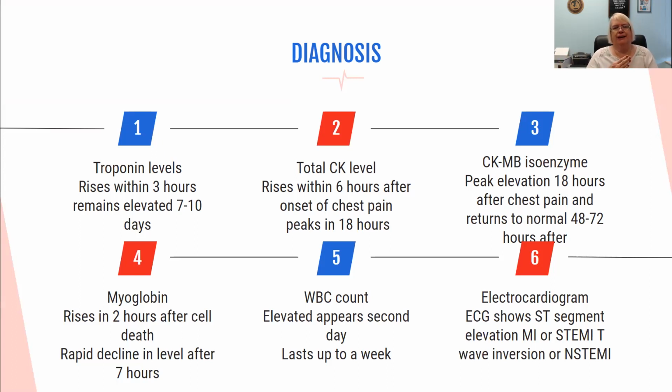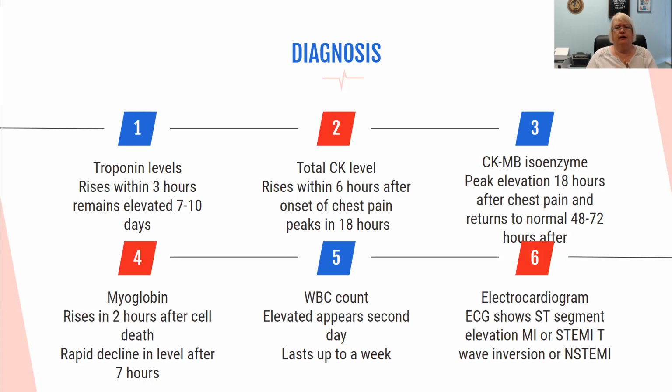The next thing they check is the total CK level. It rises within 6 hours after onset of chest pain and peaks in 18 hours. The CK-MB isoenzyme has a peak elevation in 18 hours after chest pain and returns to normal 48 to 72 hours after. Myoglobin rises in 2 hours after cell death, and it has a rapid decline in the 7 hours after that. The WBC count elevates on the second day, and it stays that way for a week.